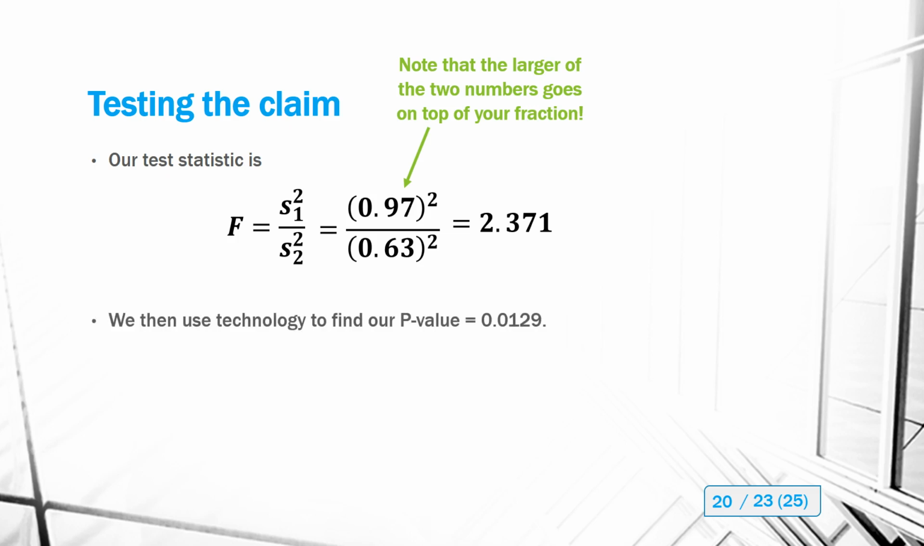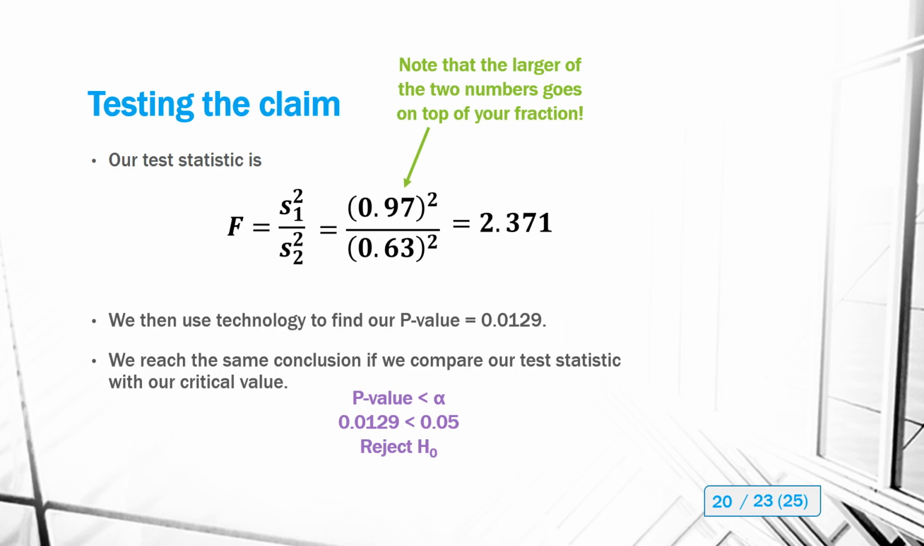Now that we have our test statistic, we can find our p-value. We use technology to do that, and then compare it with our significance level of 5%. We find that our p-value, 0.0129, is less than 0.05. Therefore, we're inside the critical region, and we can reject H0.